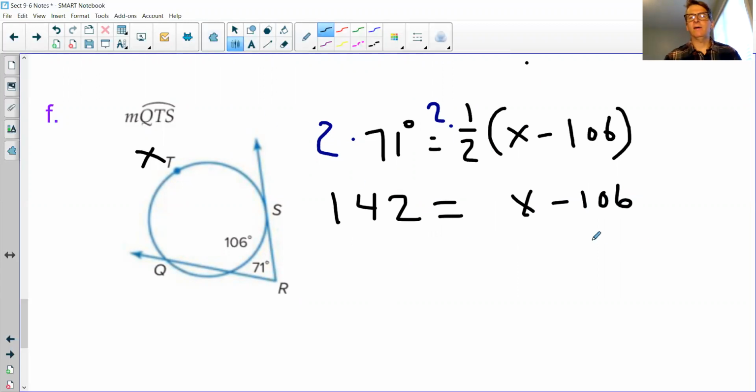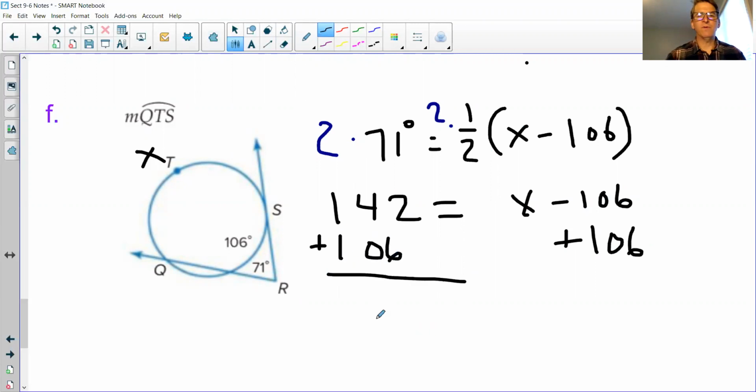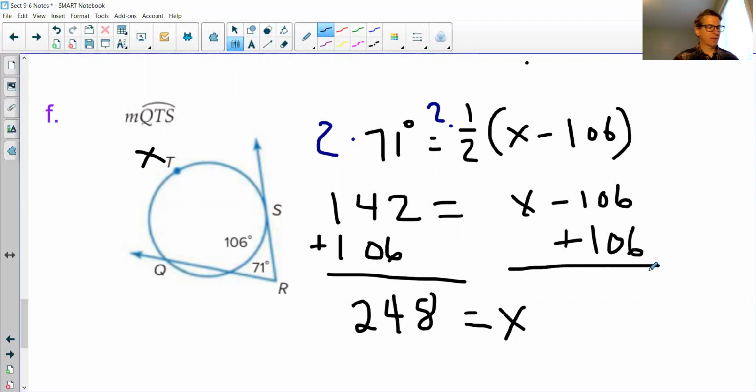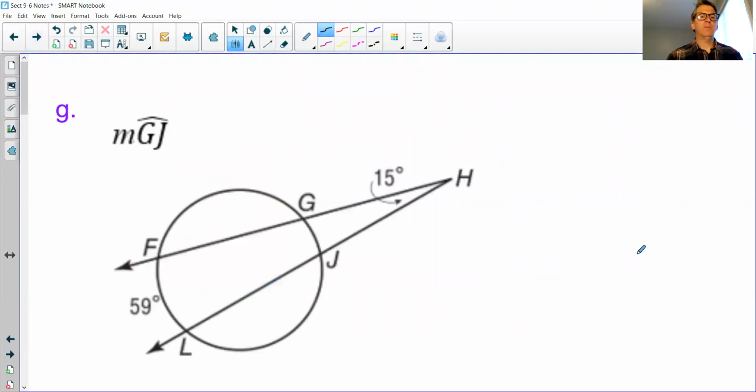Now we're going to add 106 to this side and 106 to this side. And you'll have 248 is equal to X. So keep a lookout for those types of questions. Oh, we'll continue on this same concept in these next two, but one more page.